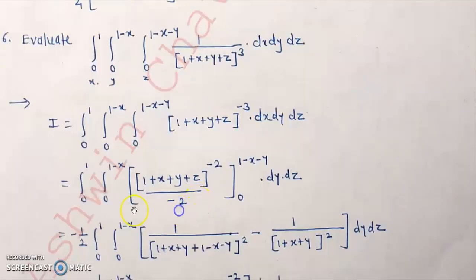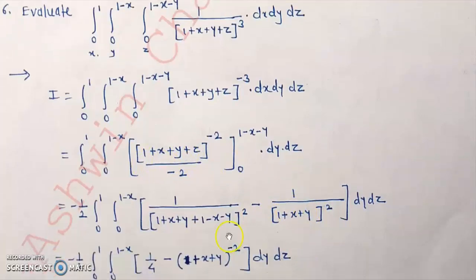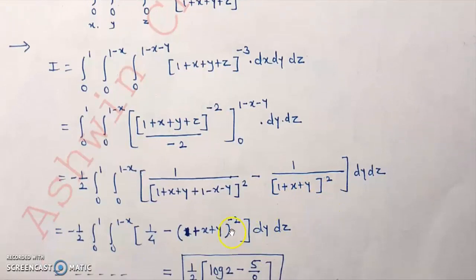Okay, so minus half is outside, integral 0 to 1 minus x, and we have bracket raised to minus 2, if it is written as 1 upon bracket square minus 1 upon bracket square. So this term is for the upper limit, z as 1 minus x minus y is written here, minus this term is for the lower limit, z is written as 0, so only 1 plus x plus y. Here is the cancellation of x and y with this minus x and minus y. Only remaining part is a 2, that is 1 plus 1, and 2 square is 4, so first term gives us 1 by 4.